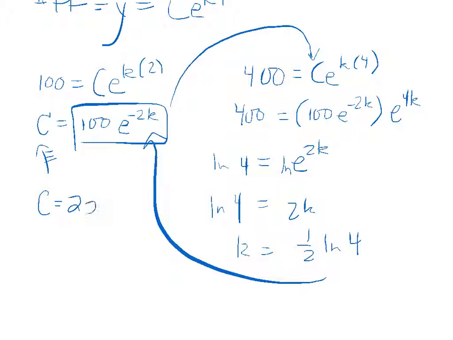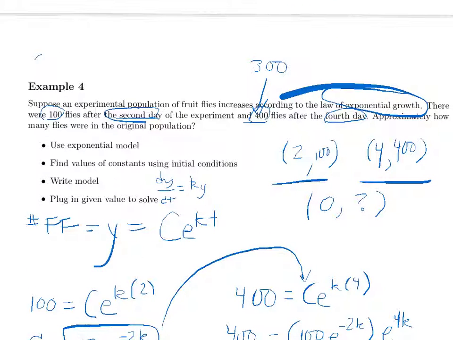The problem didn't say it doubles. It said it's increasing according to the law of exponential growth, which means e to the x. So it's not just doubling each day, it's e-ing each day. Does that make sense? e is slightly greater than 2. So the initial population only had 25 flies. After 2 days, it's increasing by a factor of 4.